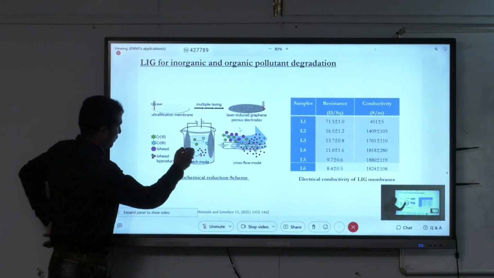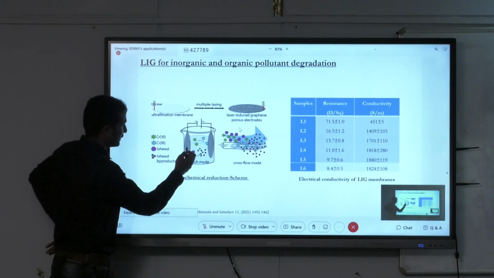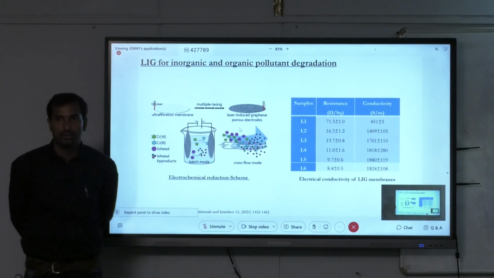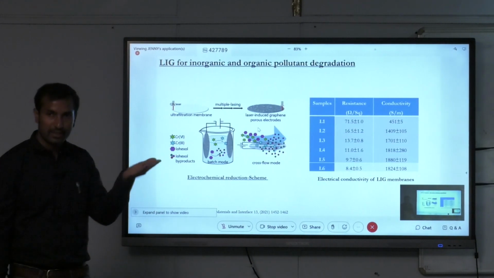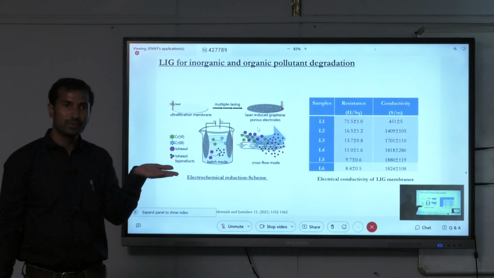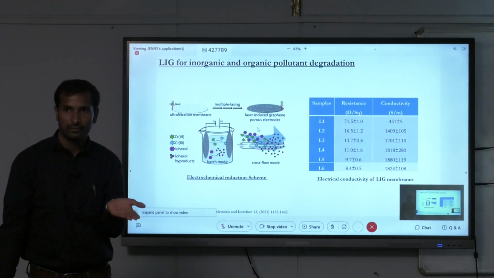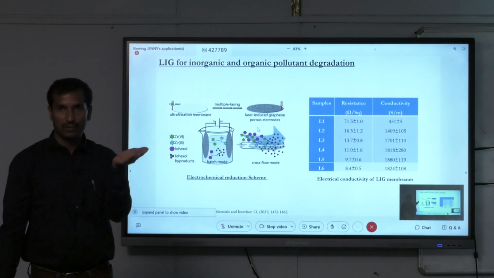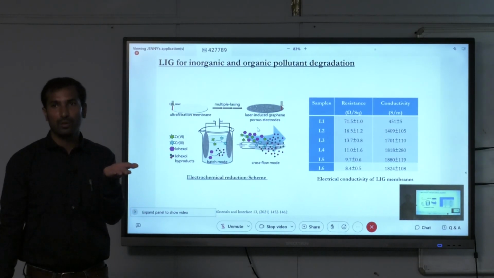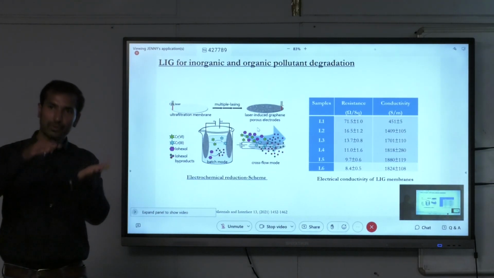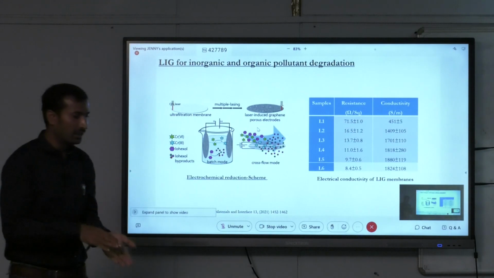So the membrane acts as the cathode, and here a reduction reaction happens. What happened is that hexavalent chromium, chromium 6, was reduced into chromium 3. I think most of you know hexavalent chromium is more toxic, so we converted it into the less toxic trivalent chromium.